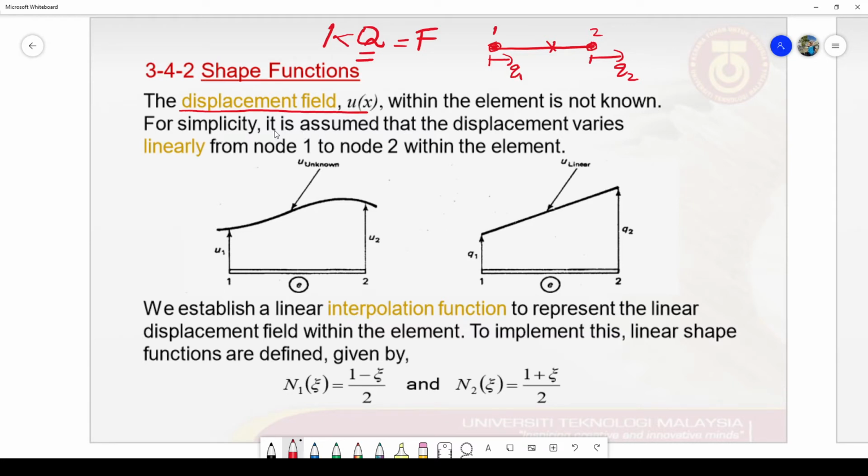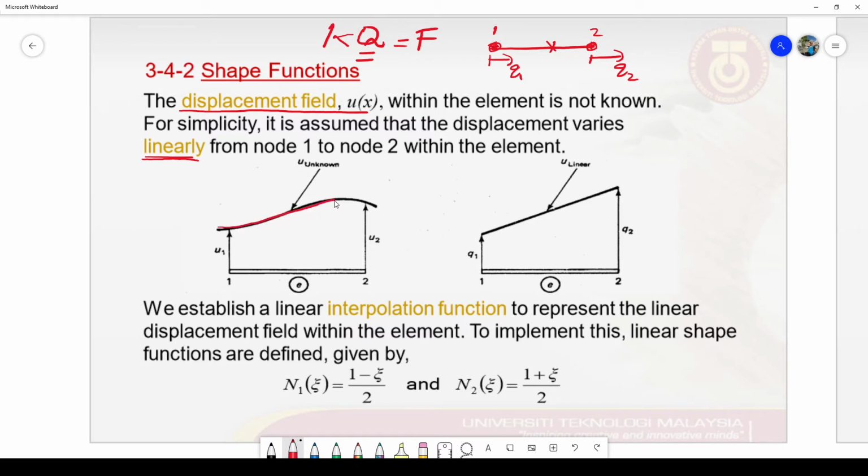Then for simplicity, it is assumed that displacement varies linearly from node 1 to node 2. So we use a linear variation between the two nodes in terms of displacements, in terms of stress and strain. This is just a limitation of our discussions in this course, but the distributions of the displacements may not always be linear.